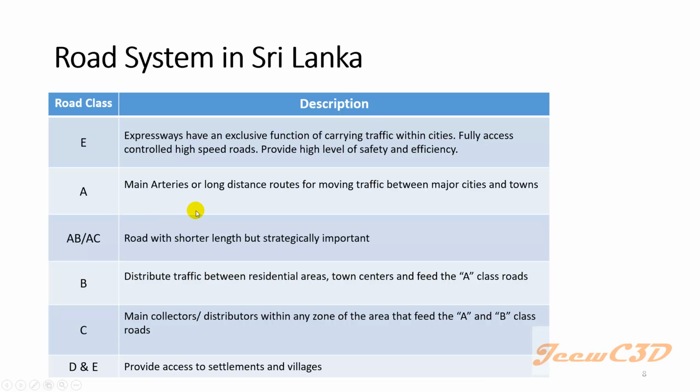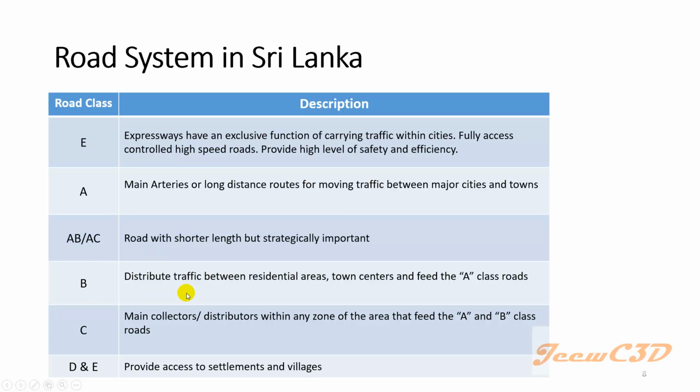When you go to A-class roads, still there is high mobility most of the time, but it is less compared to expressways. Mobility is less compared to expressways, but accessibility is high. So going down, you will see the mobility decreases, but the accessibility increases. A-class roads are mainly the roads within two provinces. Then B-class roads are the roads within a province, major roads within a province. And AB and AC class roads are major roads but in shorter lengths. So they are within a province but they have high importance. So that is why I call them AB or AC.